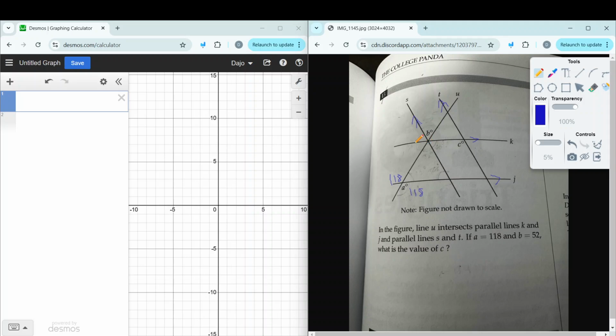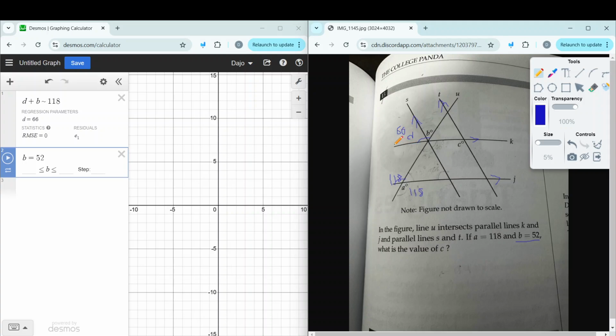Now we're close to B. Because of corresponding angles, since we know line K and J are parallel, this entire angle is congruent to this one. So B plus, let's call this D for now, is equal to 118. So D plus B is equal to 118, and we know B is equal to 52 based on our givens. So now we know D is 66.